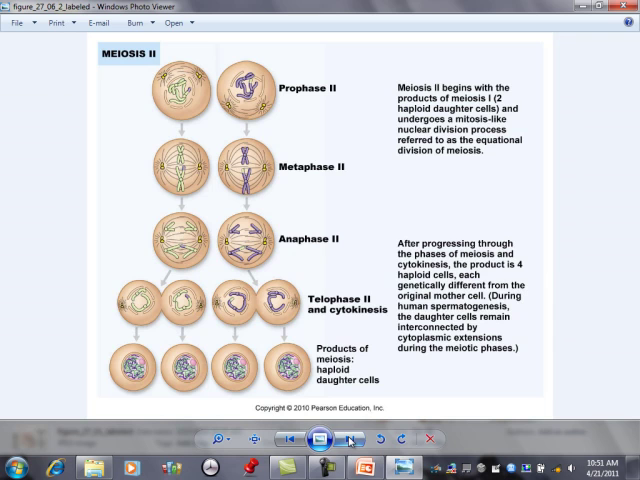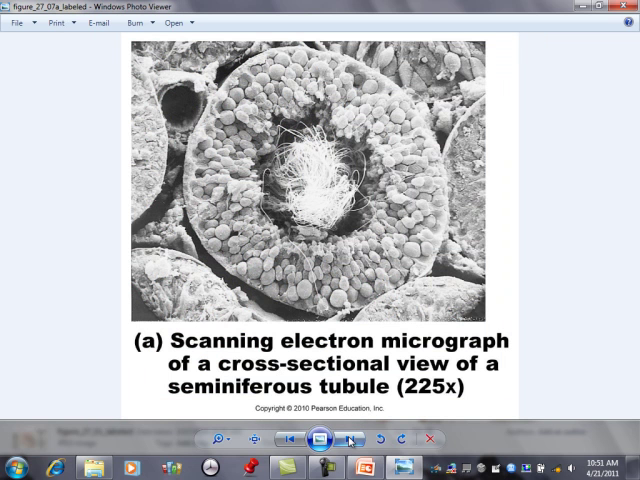And that goes through all of that good stuff again. Scanning electron micrograph actually shows us. And what are we looking at here again? Seminiferous tubules. So those immature cells are here. You see my arrow? And by the time they go through their division process, they're going to end up getting thrown into the tube.